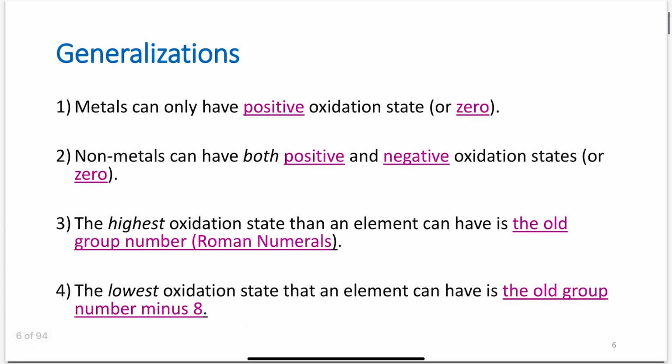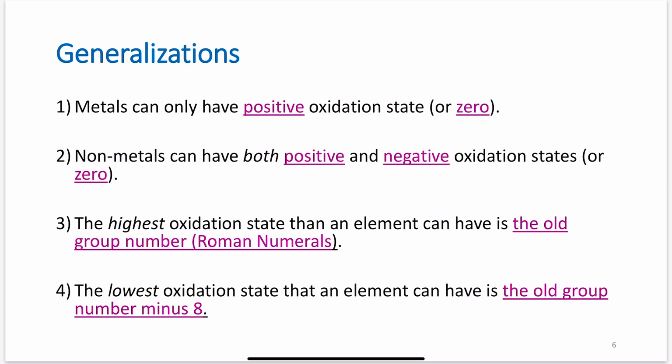So some generalizations. Number 1, metals can only have a positive oxidation state or be equal to 0 if they're in their standard state. Metals are not gaining electrons. Don't give the metals electrons. They don't want them. Remember what we talked about in Chem 1, metals only want to lose electrons. They can gain them if they're going from a positive state to a neutral state. That's what we call being reduced, but they can't go beyond 0. They don't want to go to a negative charge state.